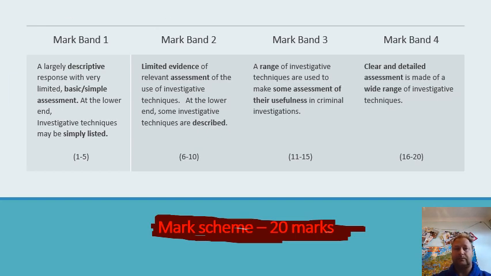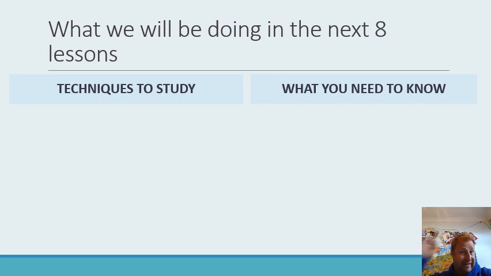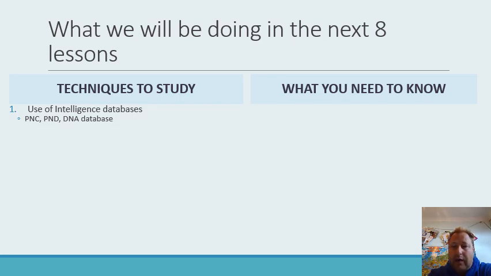So what are the techniques? As it's a 20 marker, there's quite a lot of criteria that we need to tick off here. The techniques that we're going to look at are, first of all, the use of databases. The first two are linked to how the police can use their computers in their cars. But the last database is the DNA database, which is really interesting for ethical issues.